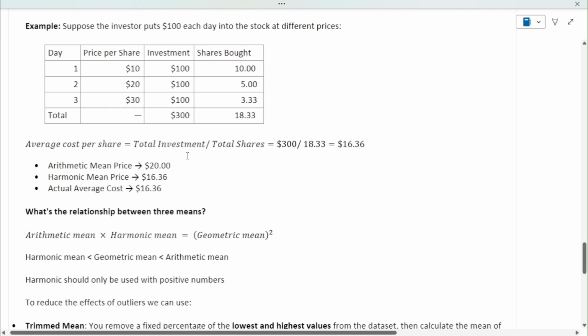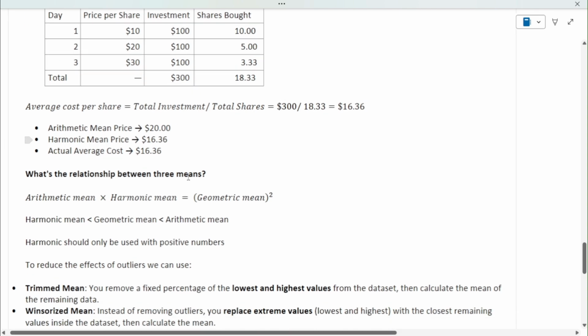We can calculate it by dividing total investment, which is 300, by total shares, which is 18.33, and we can find that average cost per share is actually $16.36. If we use arithmetic mean to calculate average cost per share, it will be 20, which is misleading. But harmonic mean actually gives us the correct number, which is 16.36, which we calculated by using the total investment and total shares. So harmonic mean is the correct mean to use in this case.